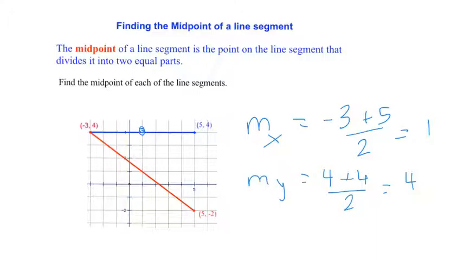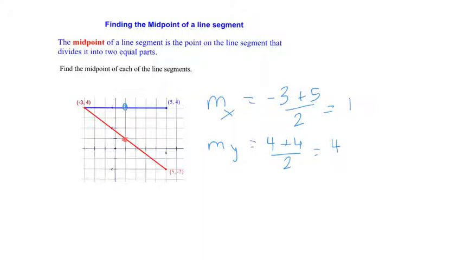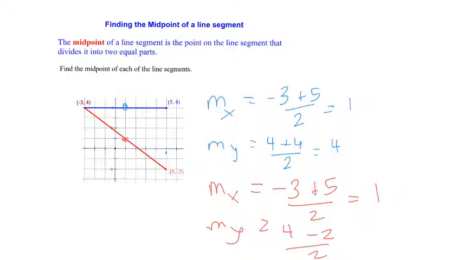We can work it out pretty easily, either graphically, if we have a graph, or algebraically, this way. For the red line, it's maybe not quite so simple. Now, maybe if you look carefully, you can realize that the middle of the line segment has to be there. There's our midpoint. Okay? If you didn't see that, let's just watch this here, and we'll work it out algebraically. So in this case, mx is going to equal -3 plus 5 divided by 2, which is 1. We already did that one. And then my is going to equal 4 minus 2 divided by 2.